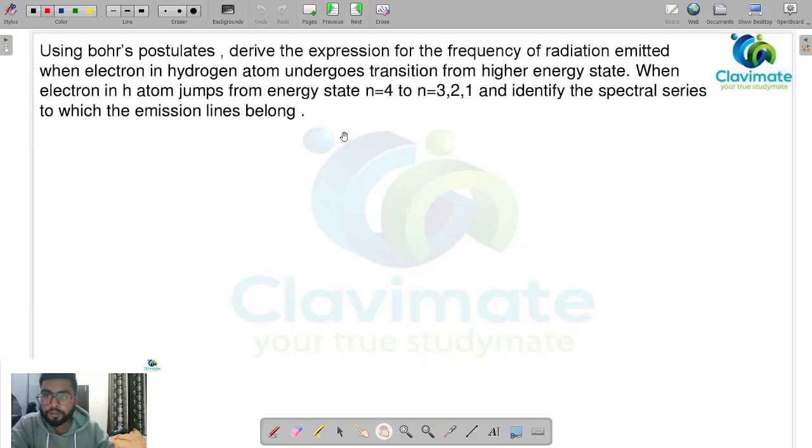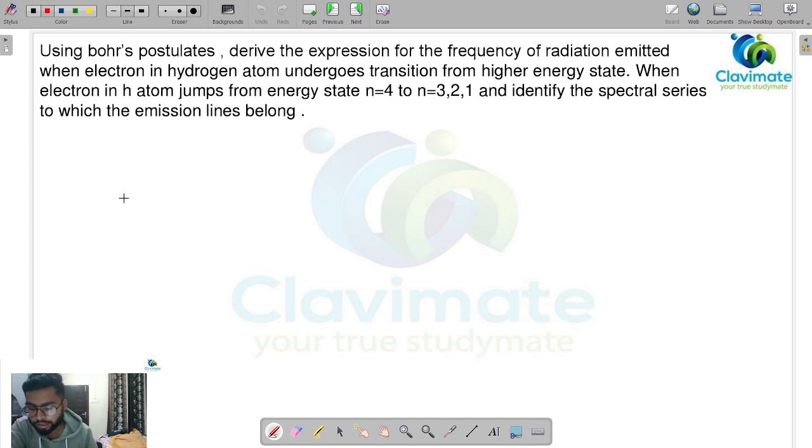Okay, so in this question, we have been told to use Bohr's postulates to derive the expression for the frequency of radiation emitted when an electron in a hydrogen atom undergoes transition from a higher energy state, when the electron in the H atom jumps from the energy state n is equal to 4 to n is equal to 3 to 1, and to identify the spectral lines to find which series the emission line belongs to.